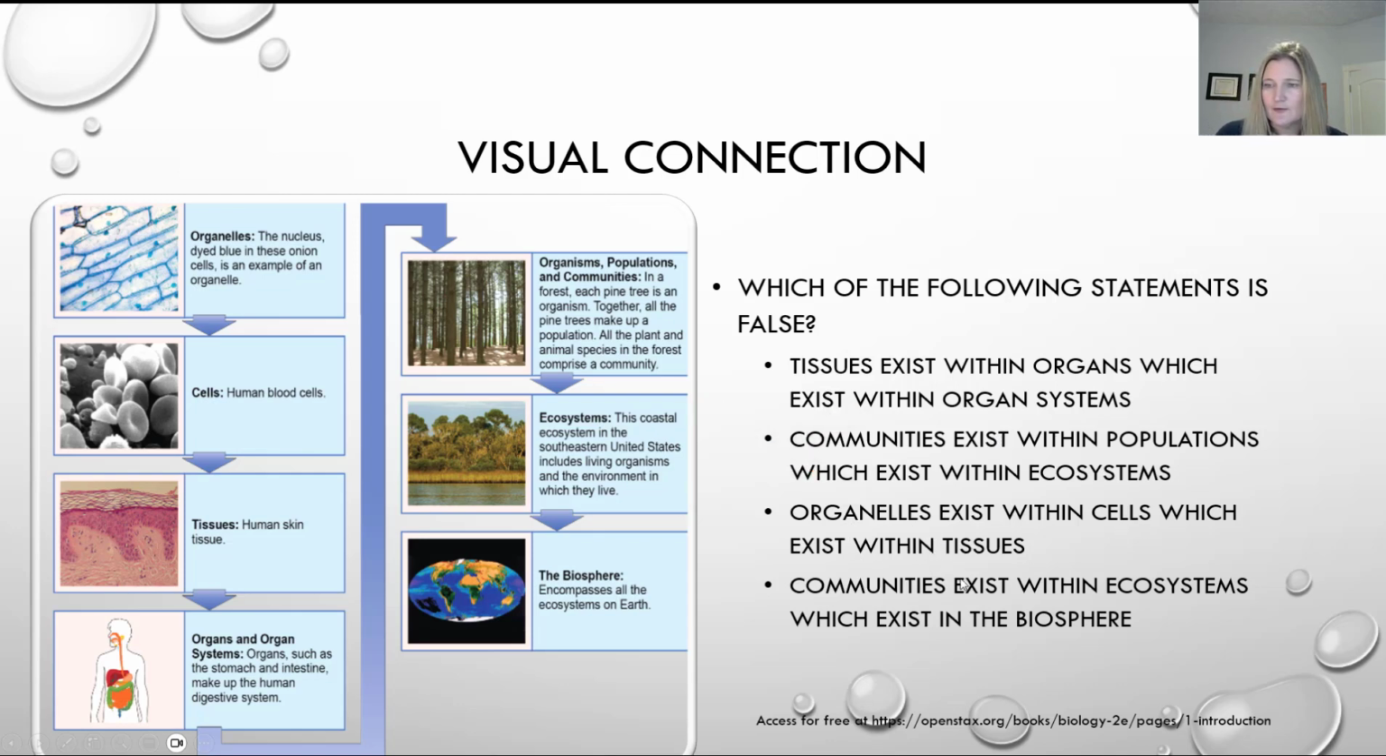Organelles exist within cells, which exist within tissues. Organelles exist within cells, that's true, which exist within tissues. That's true. That's the correct order. Communities exist within ecosystems, which exist within the biosphere. Communities exist in ecosystems, yep, that exists within a biosphere. That's a correct order as well. So the one that's incorrect is this one.